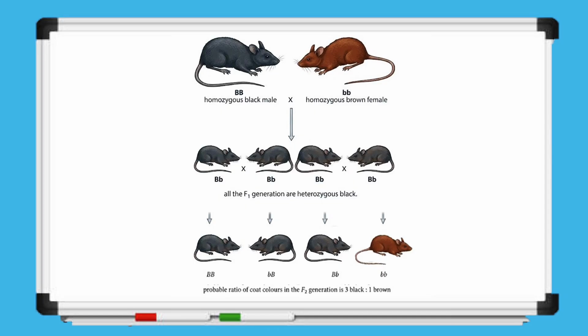When 2 of these heterozygous individuals are crossed in the second generation, their alleles separate and recombine in different combinations. This produces 4 possible outcomes: 1 homozygous dominant, 2 heterozygous, and 1 homozygous recessive. As a result, the genotypic ratio is 1 homozygous dominant, 2 heterozygous, and 1 homozygous recessive. The phenotypic ratio is 3 black offspring to 1 brown offspring, meaning 75% black and 25% brown.